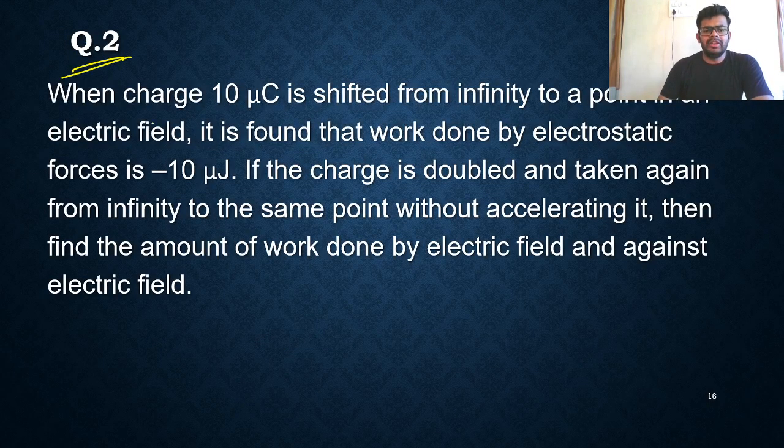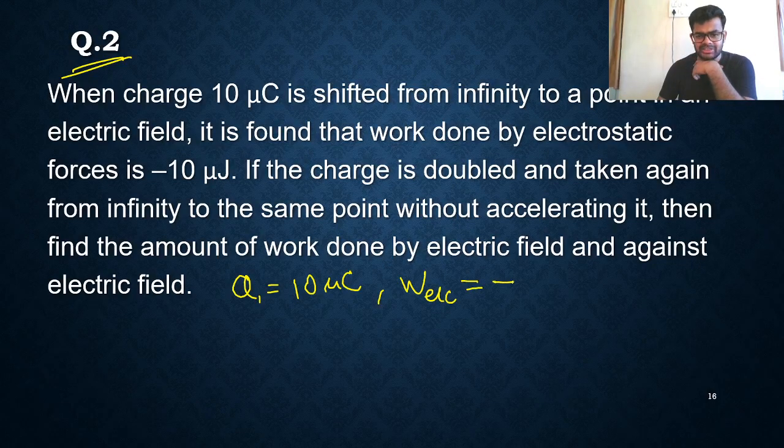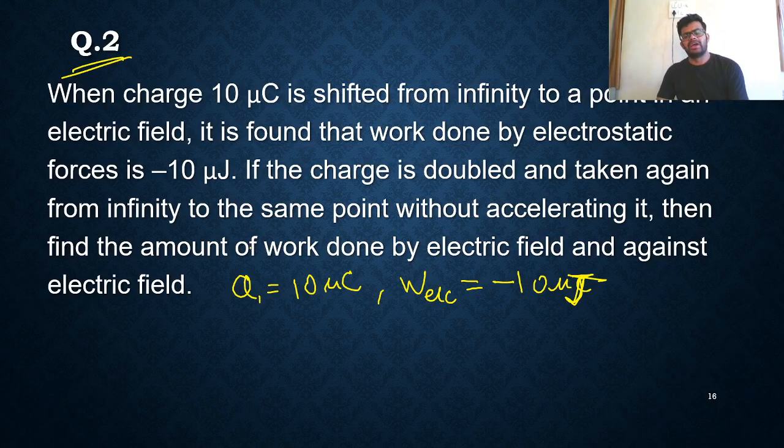Question number 2. When a charge of 10 microcoulomb is shifted from infinity to a point in an electric field, the charge Q1 is 10 microcoulomb. It is found that the work done by the electrostatic force is minus 10 microjoule. So here work done by is given; in the last question, work done against was given. If the charge is doubled and taken from infinity to the same point, find the amount of work done. Simple thing, right? So let us do it.